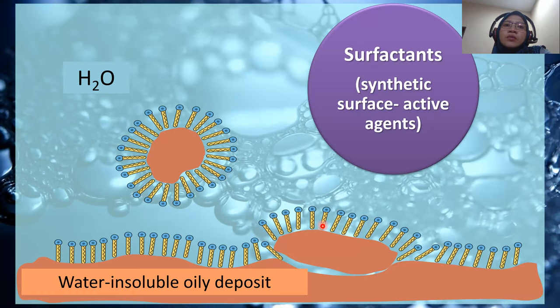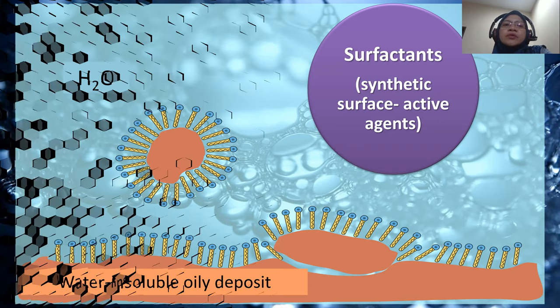Where the hydrophobic group, the yellow tail, will dissolve in the oil and fatty base surface, while the hydrophilic group will move towards water. Thus, it will leave the oil fatty base deposit from the main structure. This is an illustration of a water insoluble oily deposit. Then surfactant will wet the surface and penetrate the soil deposit, starting the loosening process of the deposit from the surface. The action of wetting the surface, emulsifying and dispersion will increase the removal rate.